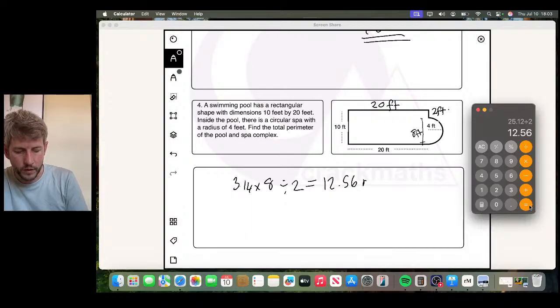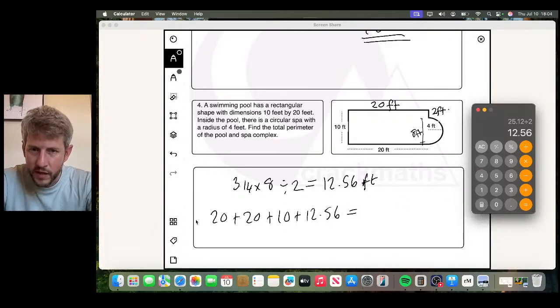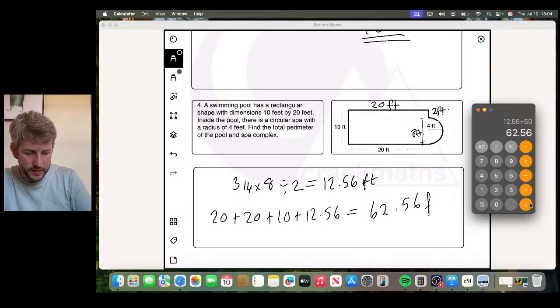Okay, that's feet. So then what we just do is we just add everything together. 20, add 20, add 10, add 12.56. And then we see what that gets us. So 20 add 20 add 10 is 50. So I just need to add 50 onto this here. And that's going to be 62.56. And that's going to be feet.